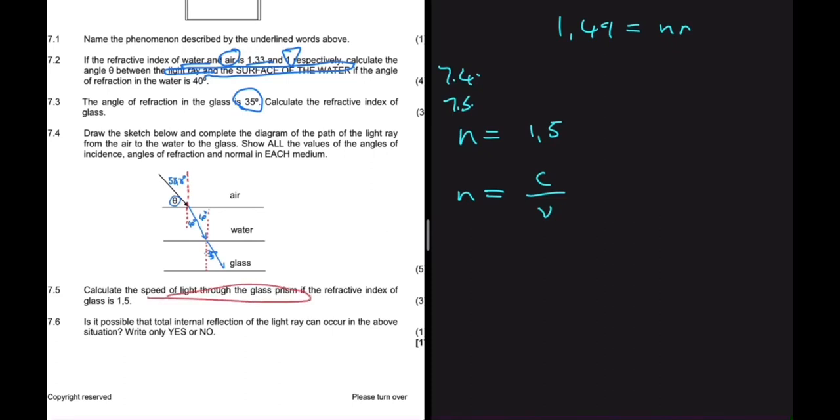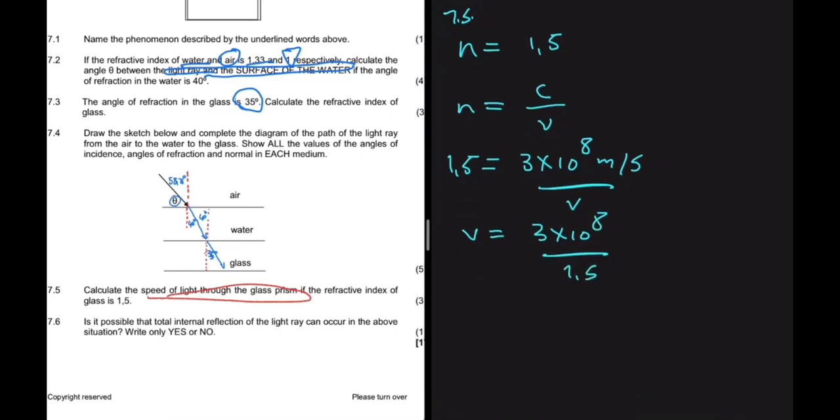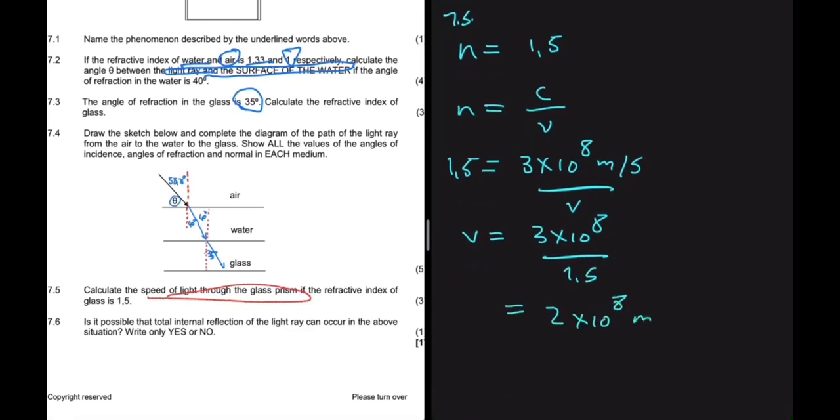So what is the refractive index? We know that that is 1.5. And then what is the speed of light in vacuum? 3 times 10 to the 8 meters per second, divided by the speed of light in the medium. So right now we're cross multiplying and dividing both sides by 1.5. We're going to get the speed of light in the glass prism being equal to 3 times 10 to the 8 meters per second divided by 1.5. And then if you put that in your calculator, you're going to get 2 times 10 to the 8 meters per second.